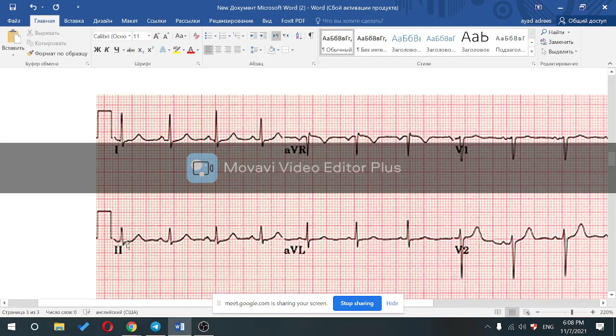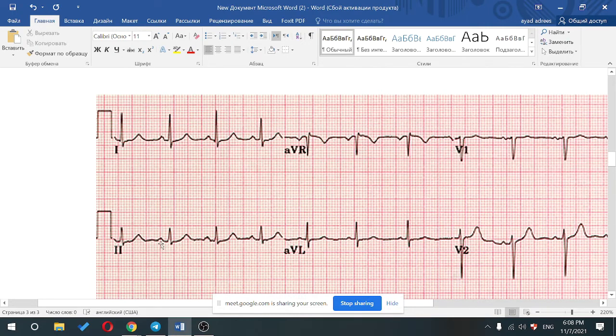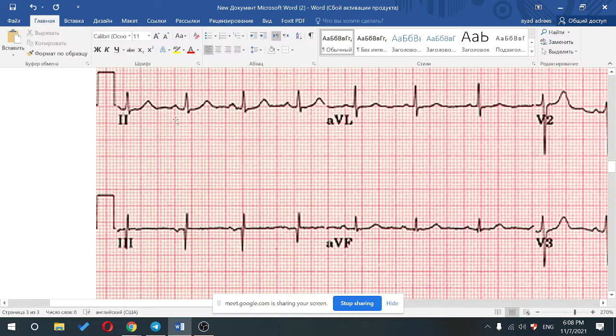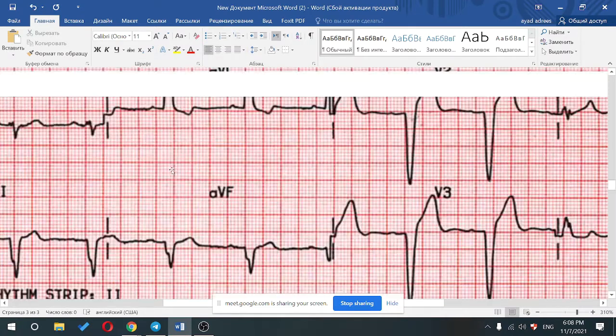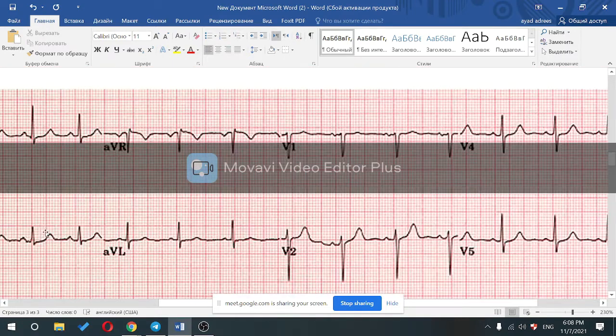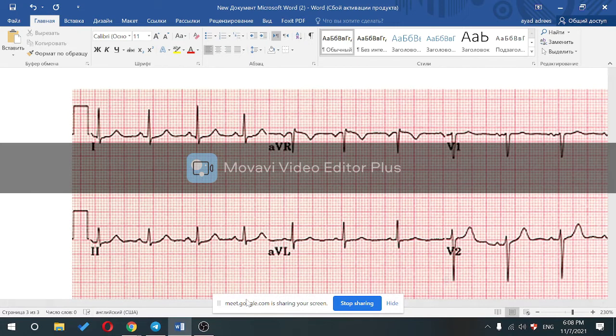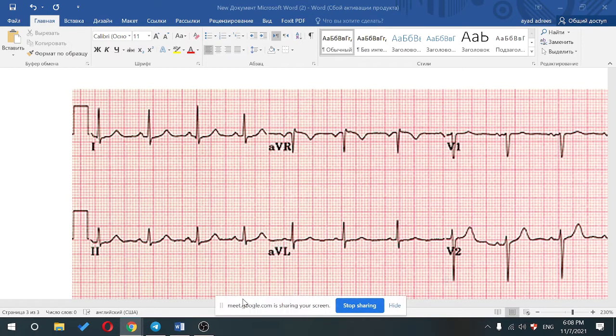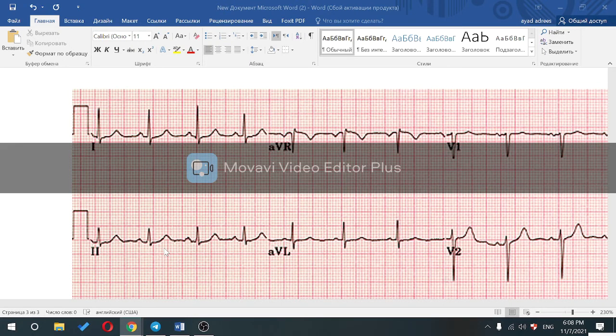Okay, so starting with the intervals. So we check the PR interval. Keep in mind that when we have the word interval, it means that it contains a wave. When it's a segment, it does not contain a wave. So if the PR interval was prolonged, what does that mean? AV block, excellent. So if the PR interval was long, it means it's an AV block. If it was short, if it was really short, well, Wolff-Parkinson-White syndrome, excellent.